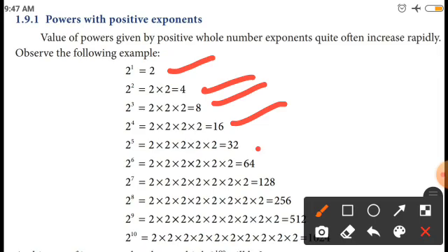That is equal to 32. Next, 2 power 6 is equal to 2 into 2 into 2 into 2 into 2 into 2. That is equal to 64. Next, 2 power 7 and 2 power 8, 2 power 9, 2 power 10 are found in the same manner.